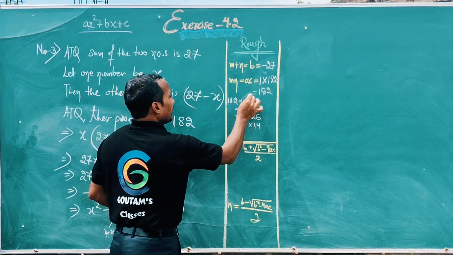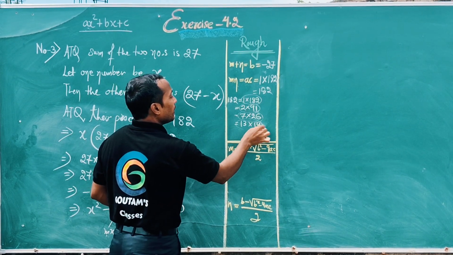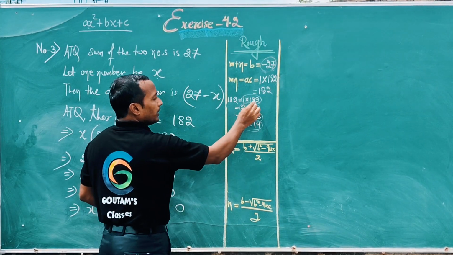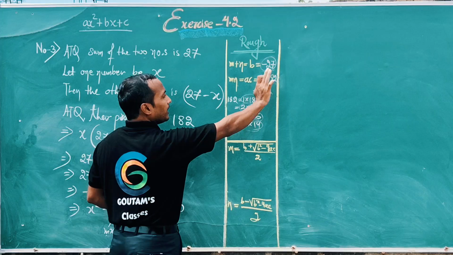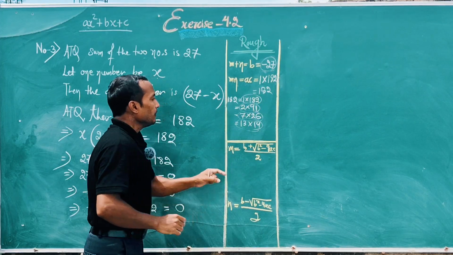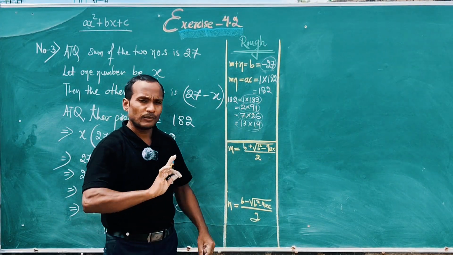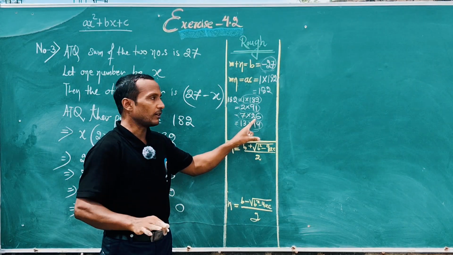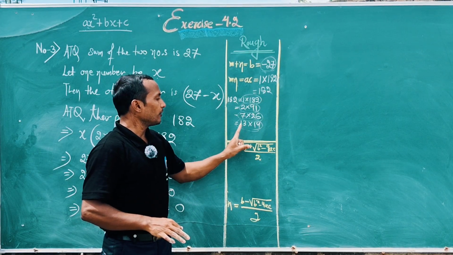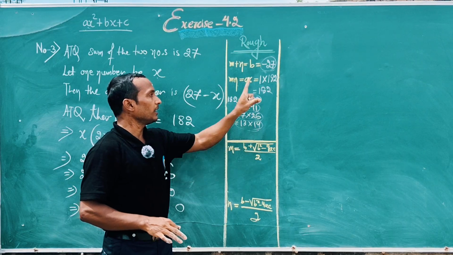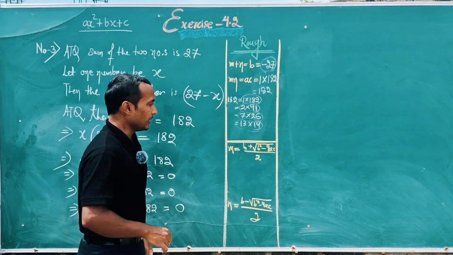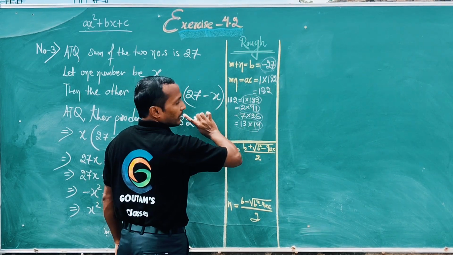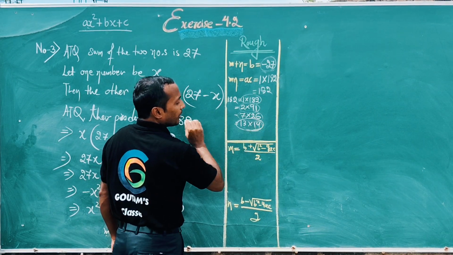Now observe these pairs of numbers, in which pair you get sum or difference as 27. 1 and 182, when you add or subtract, you will not get 27. If you go for sum or difference of 2 and 91, you will not get 27. If you go for sum or difference of 7 and 26, you will not get 27. If you go for sum or difference of 13 and 14, you will get 27. Their difference is 1, but if you add them, you get 27. So this is your required pair.